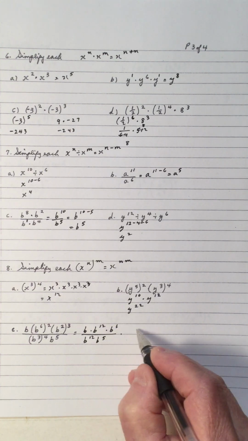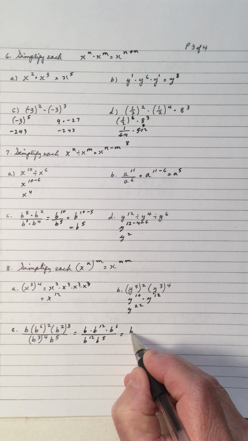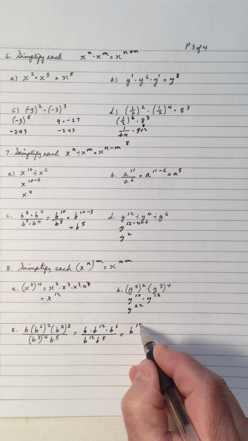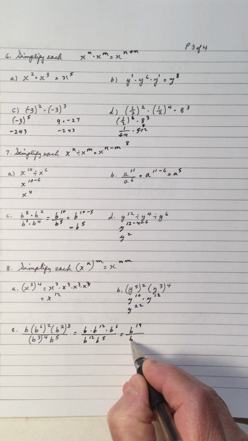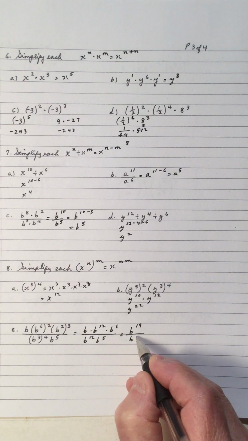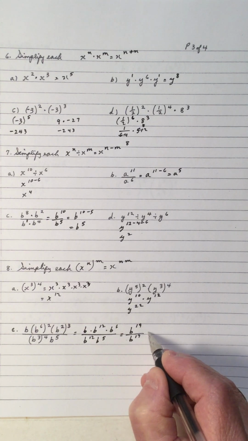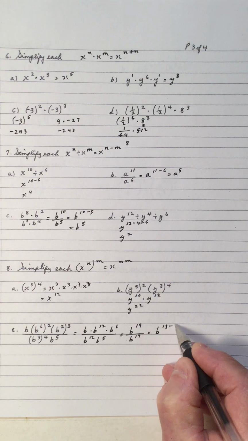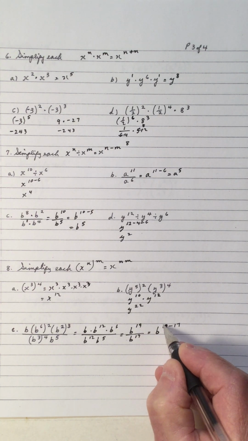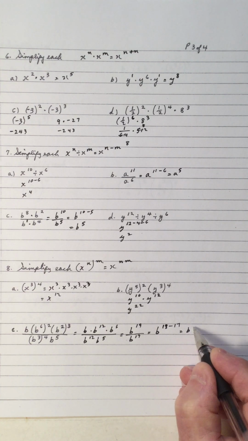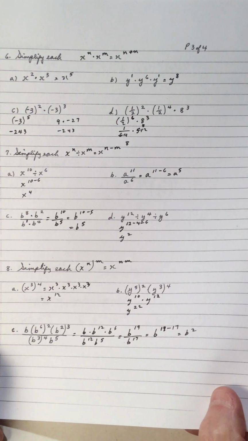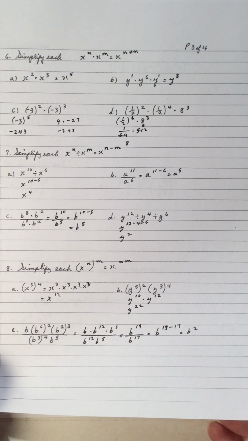Now, because we're multiplying, we'll add 1 plus 12 plus 6, that's a 19. The denominator, 12 plus 5 is 17. And because we're dividing, we subtract. So 19 minus 17 is b squared. Again, when you're dividing like bases, you subtract. When you're multiplying like bases, you add.